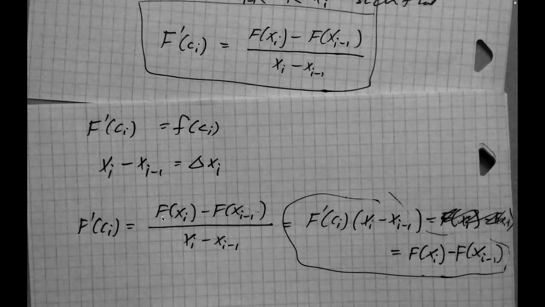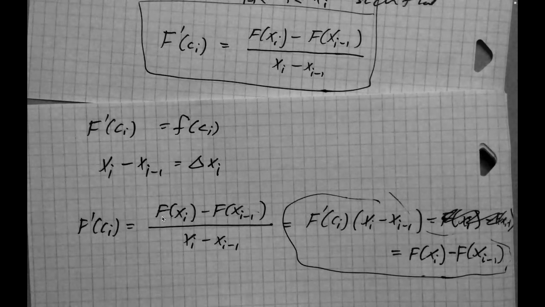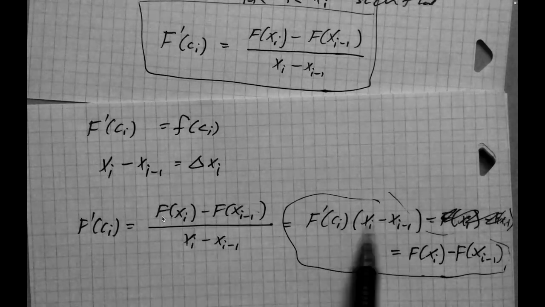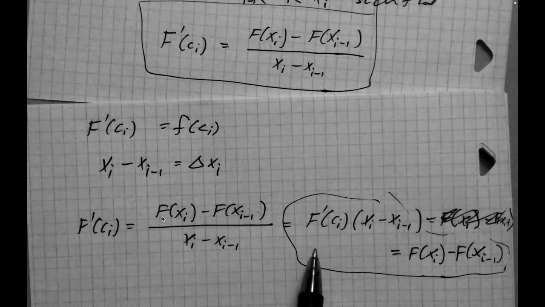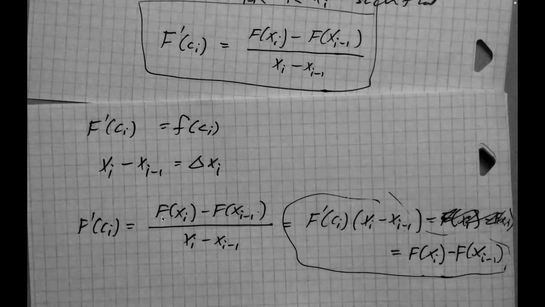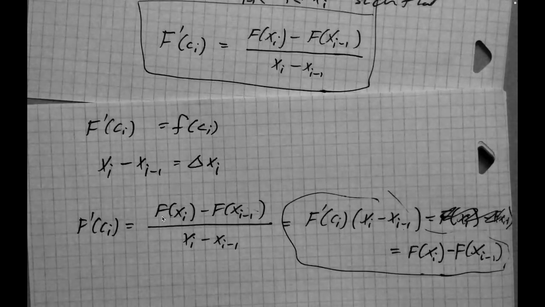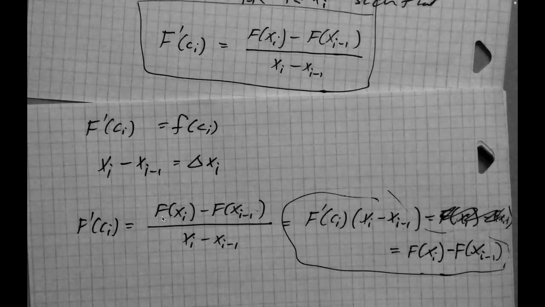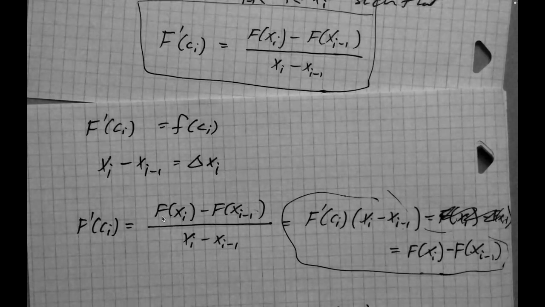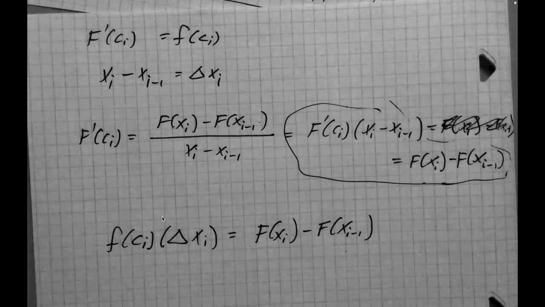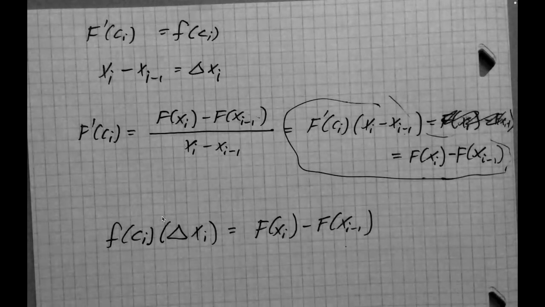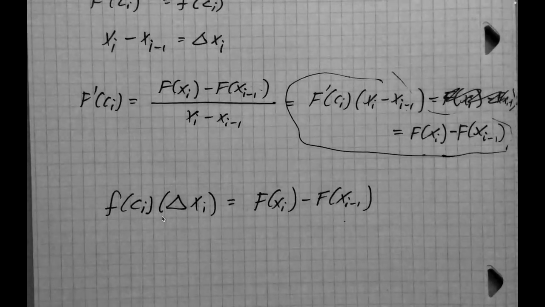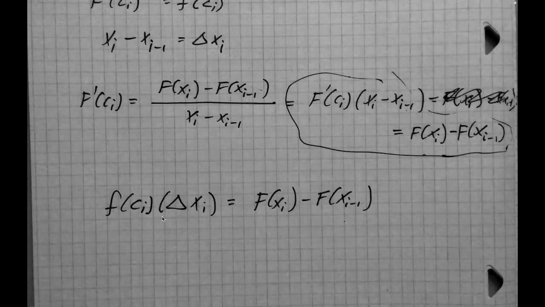as f prime of ci times delta xi, okay, xi minus xi minus 1 is just delta xi, and to say that that is equal to your f of xi minus your f of xi minus 1, right? So again, just re-expressing some of these things in different notation, right? Because they're equivalent. Nothing fancy yet, right? But we are being clever. There's no two ways about that.